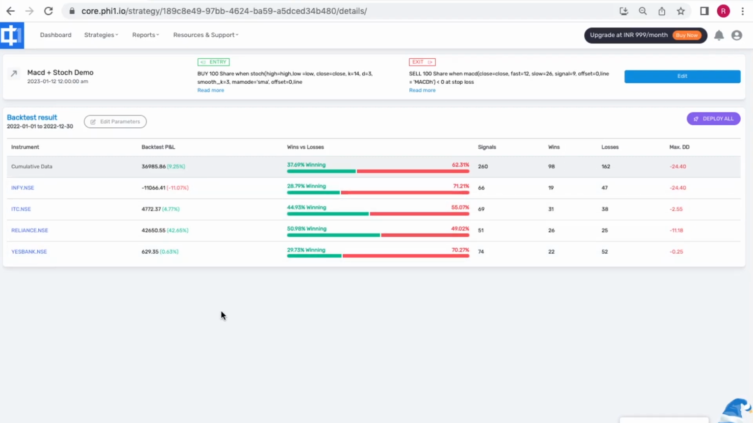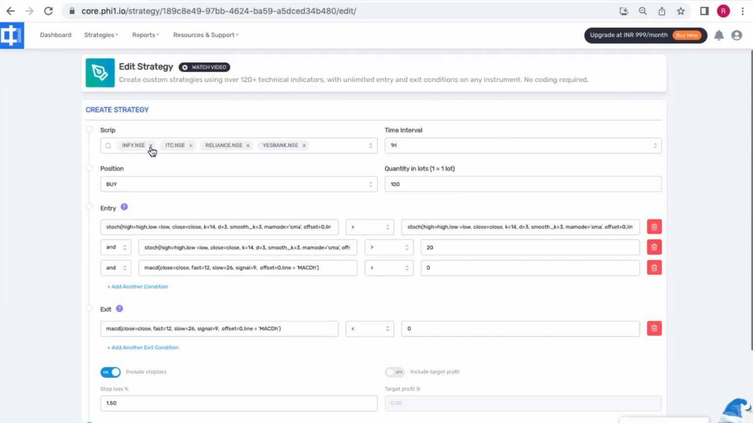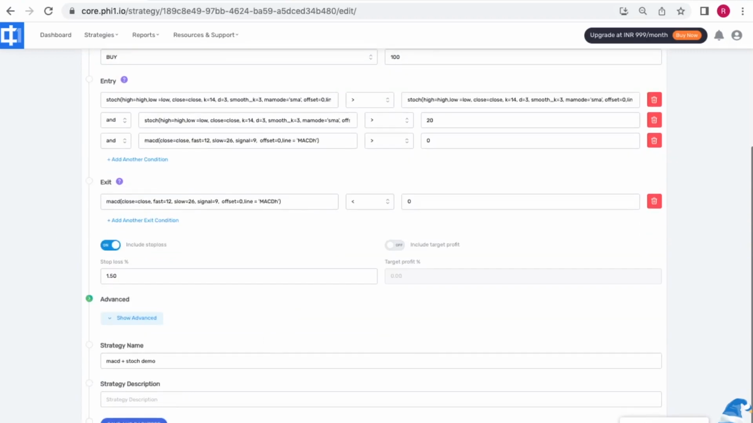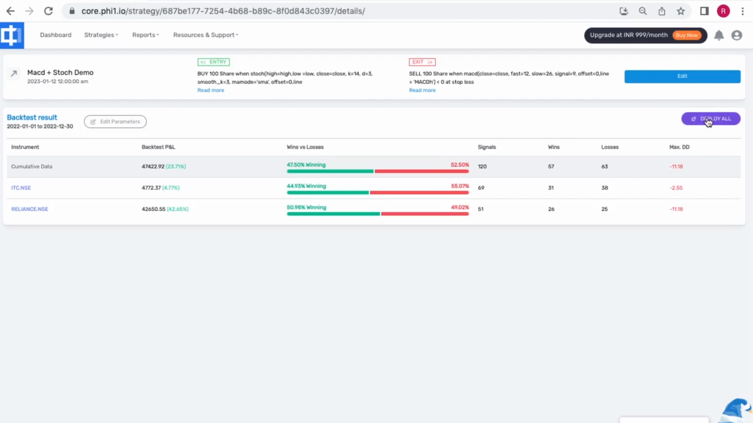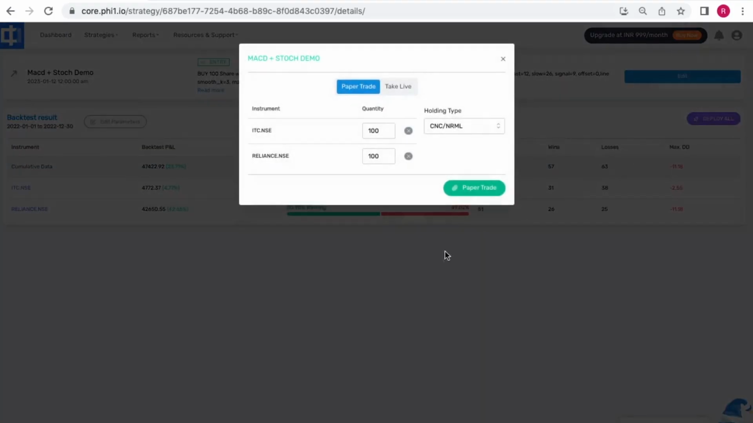Nevertheless, if this is for one particular backtest period, we urge you to try out and backtest the strategy with more historical periods so that you can avoid any biases when it comes to the results of your tests. So I'm going to go back by clicking edit and remove the scripts that I'm not keen on going forward with, keeping all else same. Okay, next I'm going to click deploy all.